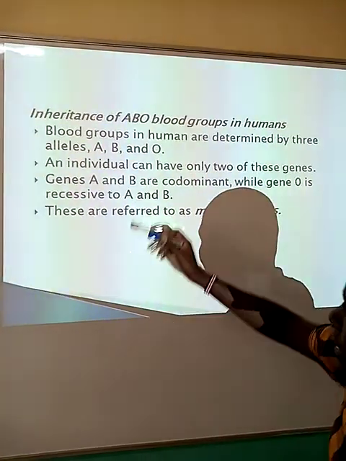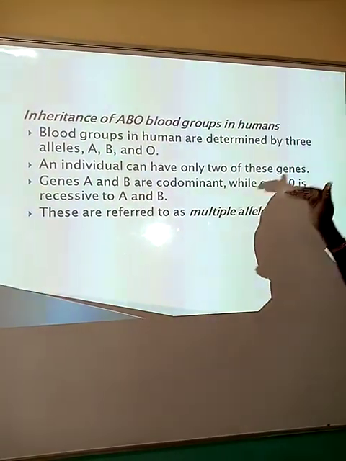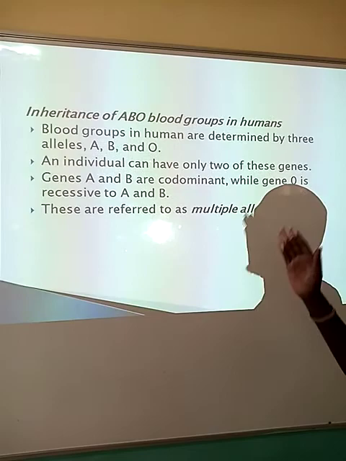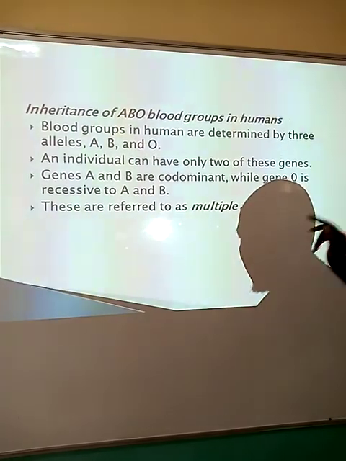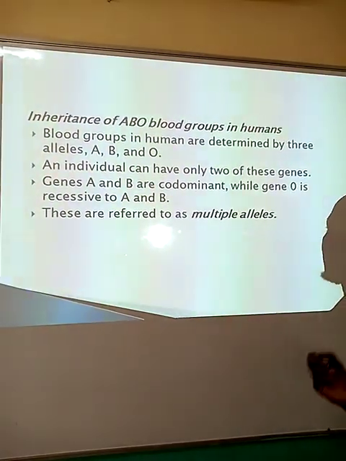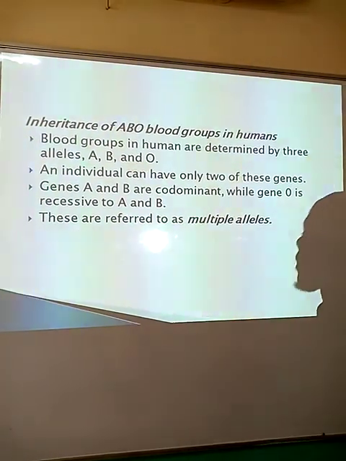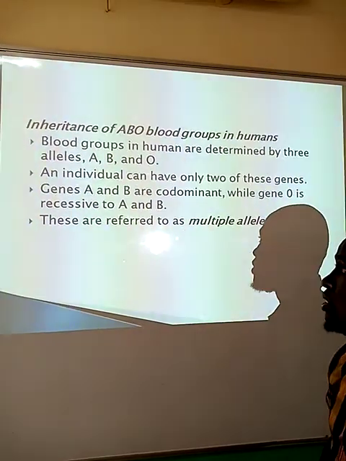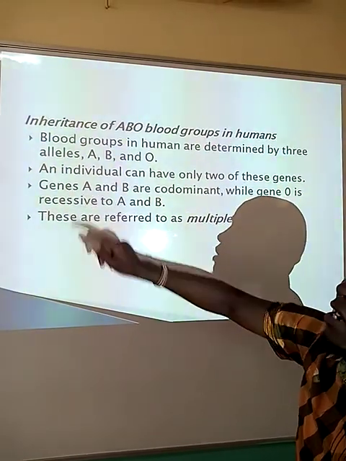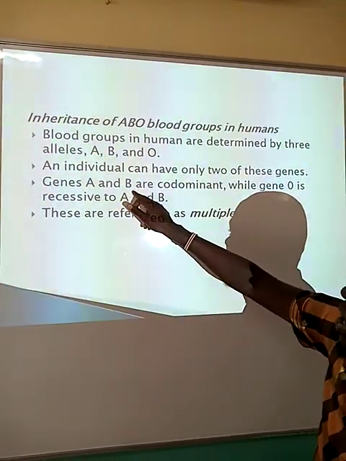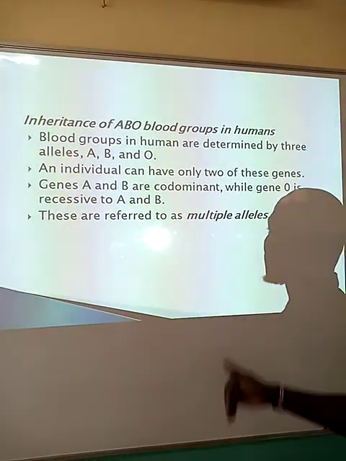So what do I mean by that? Gene A is dominant, B is also dominant. So if we have AO, for example, that person is said to be blood group A because O is recessive. We already know that a recessive gene is a gene that is not able to express itself phenotypically. In other words, it is suppressed by the dominant genes. So when we have AO, A suppresses O, therefore what can be seen is only A. The same for BO, we can only have blood group B because B suppresses O.